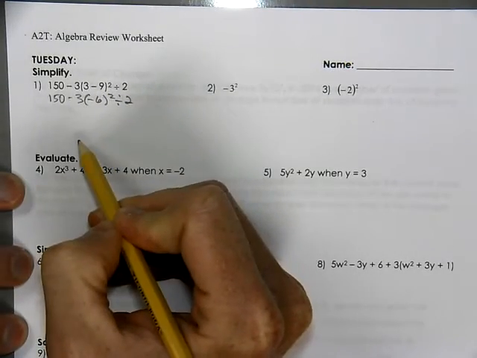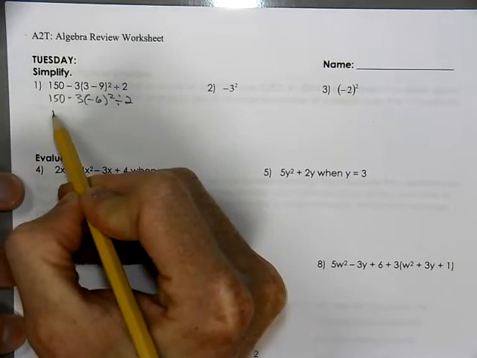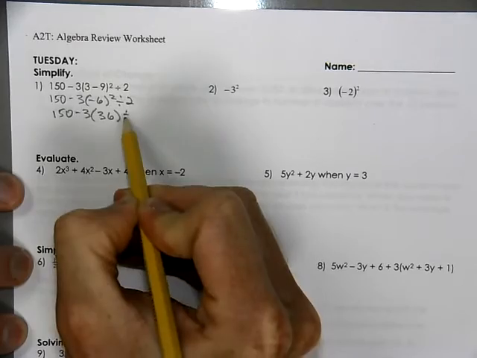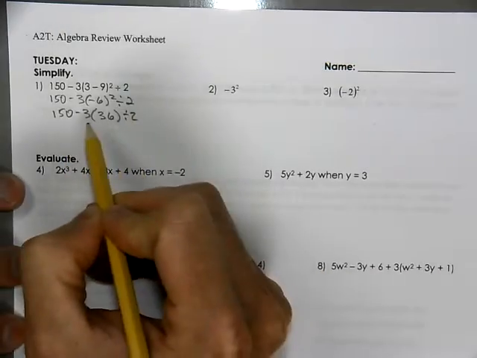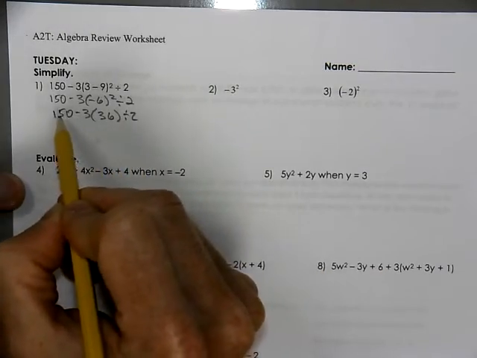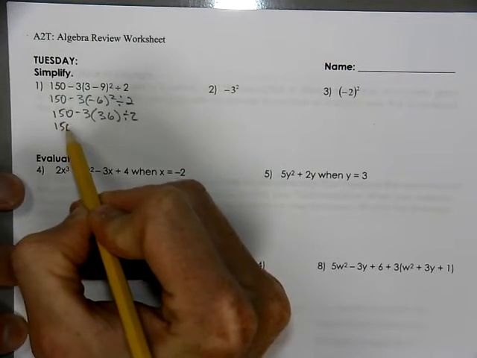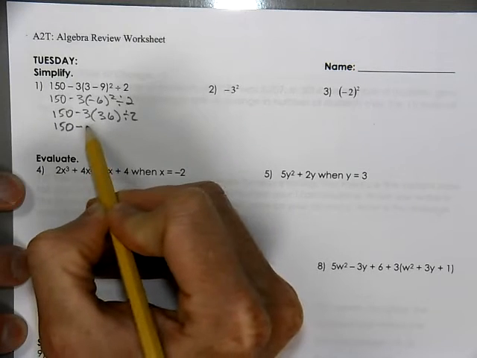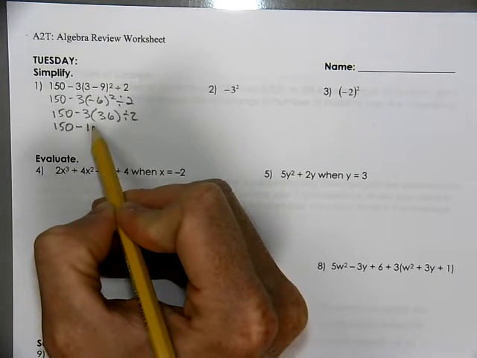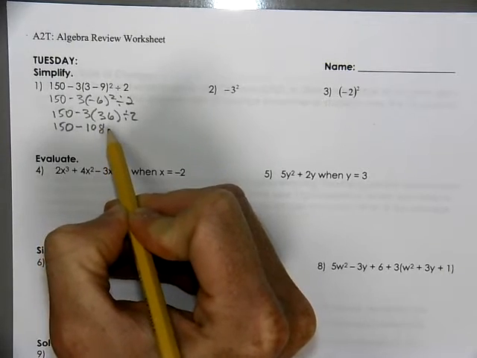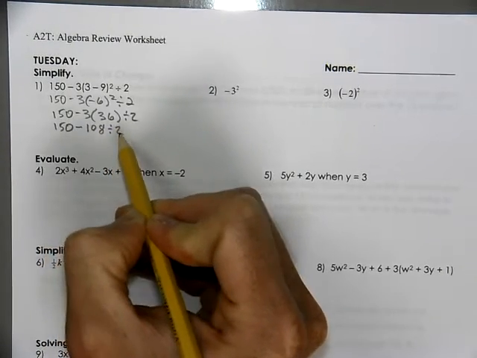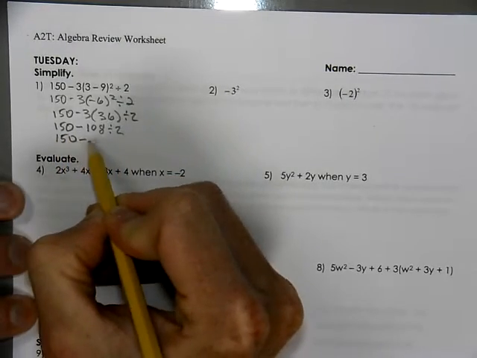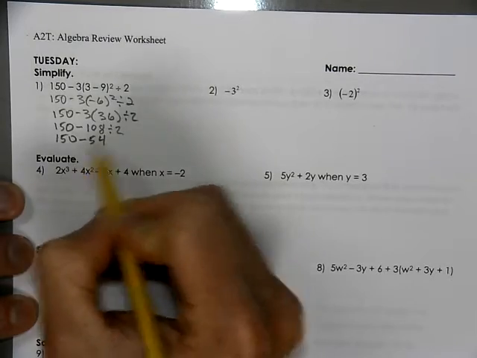We're going to start with what's inside the parentheses, then you square, then you multiply, working left to right. Don't subtract and get 147. Then divide. Then you can subtract.